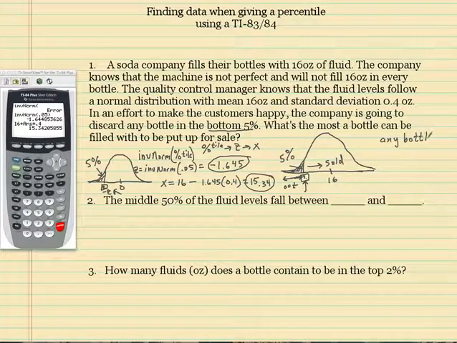Any bottle, you always have to tell. Think, show, tell. Think, show, tell. That's what you have to start getting used to. I'm thinking about my problem, I'm showing everything, and now I want to tell about it. Any bottle with 15.34 ounces or more will be sold.